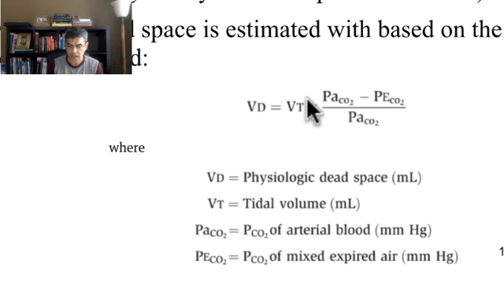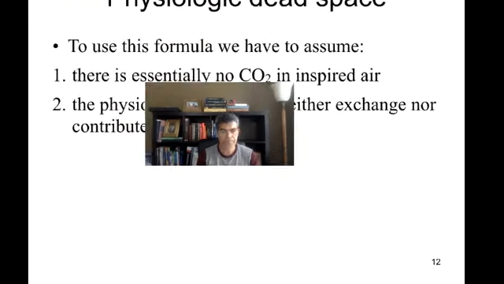Now think about it. I have your tidal volume. I can figure out how much air you're breathing in and out. I can measure the CO2 inside the artery. I can measure CO2 inside expired air divided by CO2 inside the artery. If you use this formula, it's going to give you your physiologic dead space.